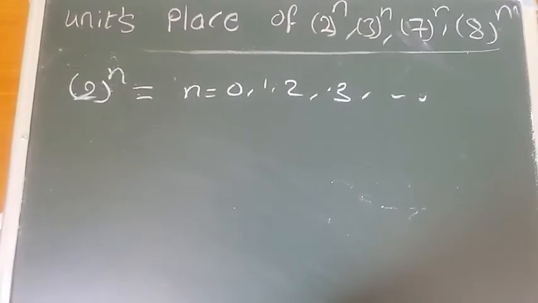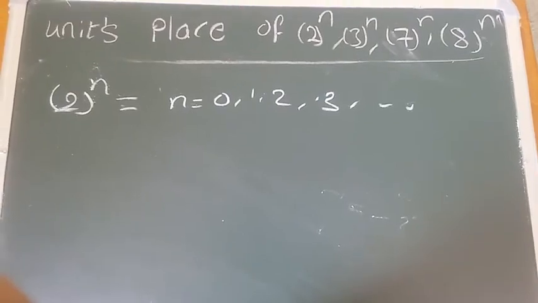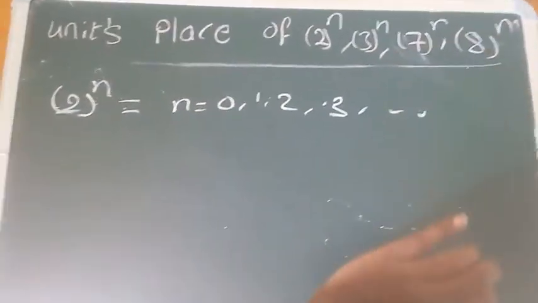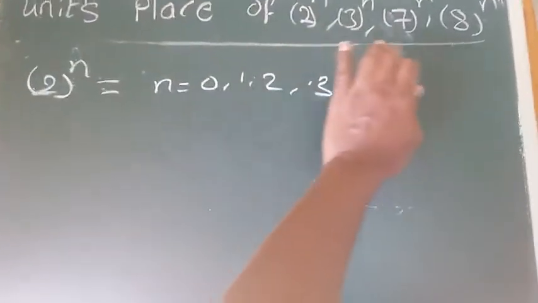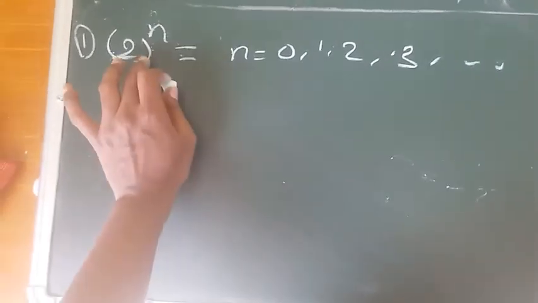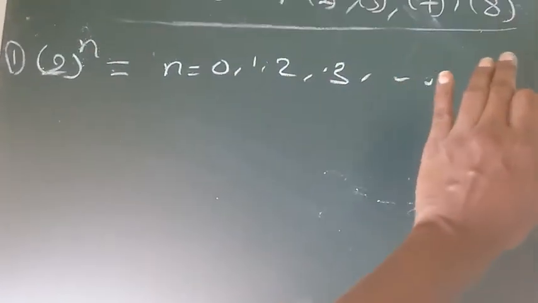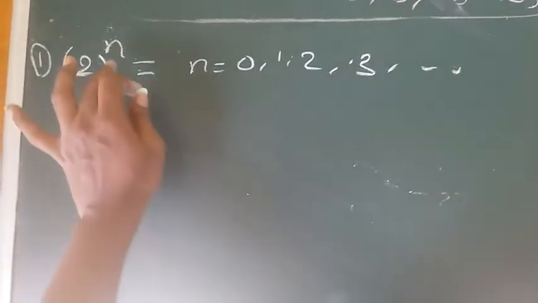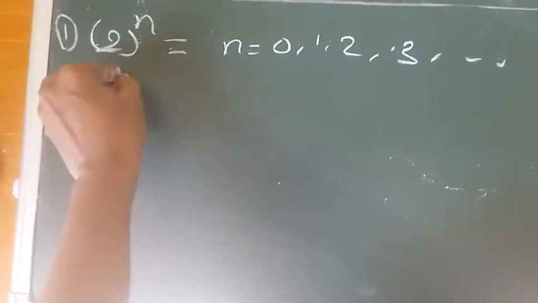Hey everyone, today we are going to learn about how to find the units place of 2 power n, 3 power n, 7 power n and 8 power n. Let us see one by one how to calculate the units place of each of these numbers. The first one is 2 power n. Here n can be any number, either 0, 1, 2, 3, 4 and so on infinity. If you substitute n any number, that means 2 power 256.